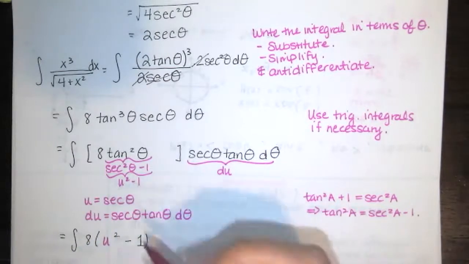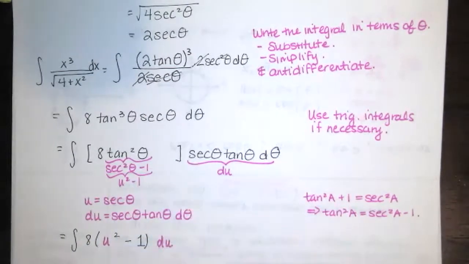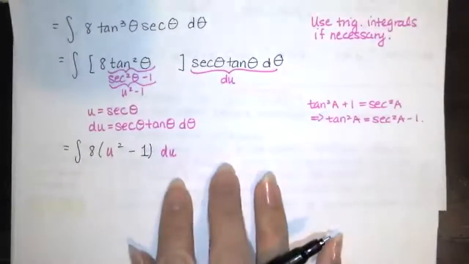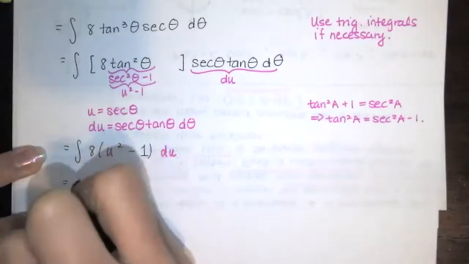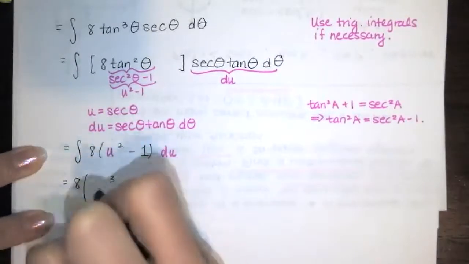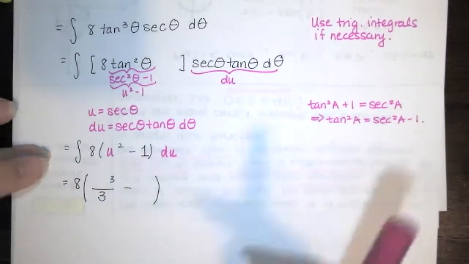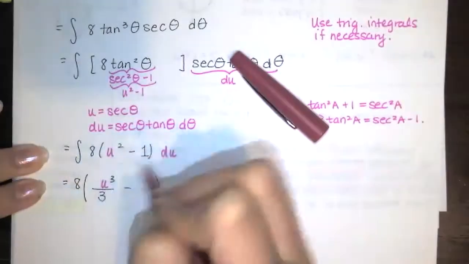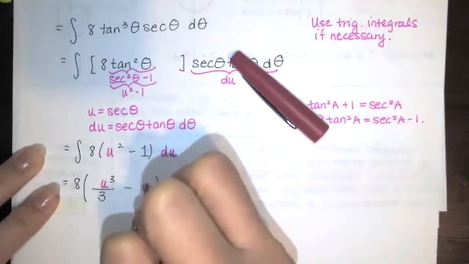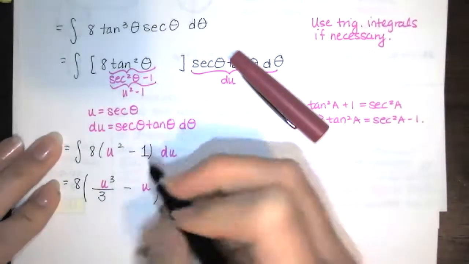And we've got a du on the far right. And now we're ready to anti-differentiate. So you can bring your 8 down and then add 1 to the exponent and divide by the new exponent. And the antiderivative of 1 with respect to u is just u, and then add c.